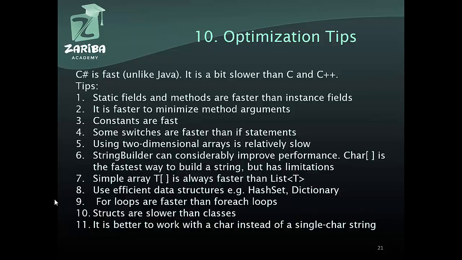Okay, it is faster to minimize method arguments. This makes sense. If you have a method which has fewer arguments and you don't always use all of them, then try to do something about it. Constants are fast. They're replaced at compile time, and they don't take any of your speed. Okay, some switches are faster than if statements. I did say that I don't like switch case, but if you really need to check the value of user input and you have like 10 possible options, switch case is a lot easier to read, and it turns out that it's faster.